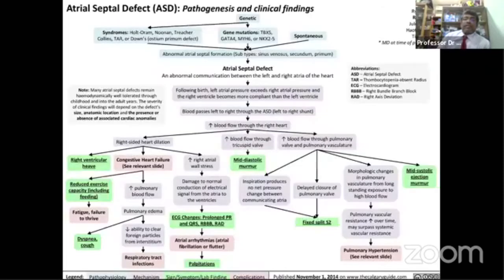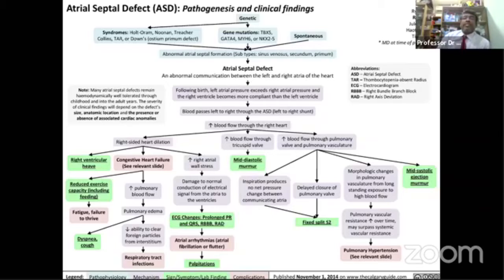We'll now discuss atrial septal defect in a nutshell, in a bird's eye view, and then the clinical findings. There may be some associations, or there may be some causes of atrial septal defect. So there may be some genetic causes.